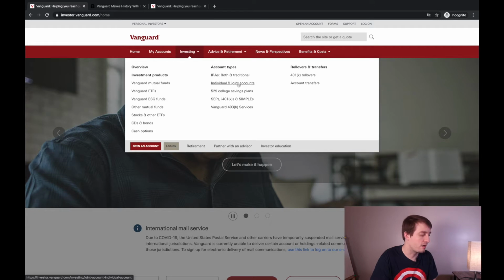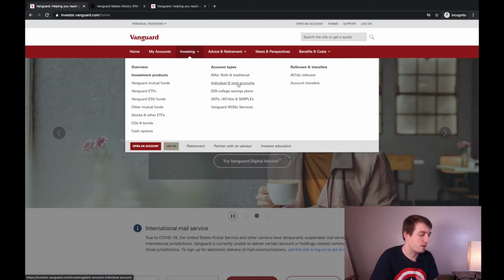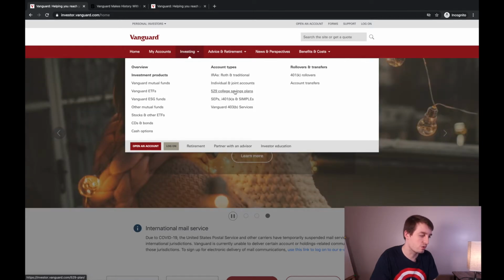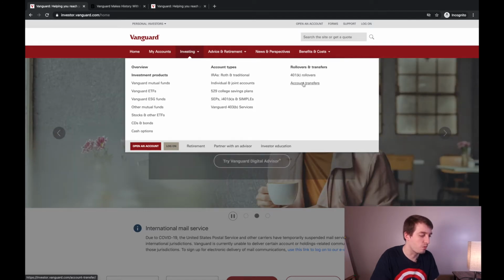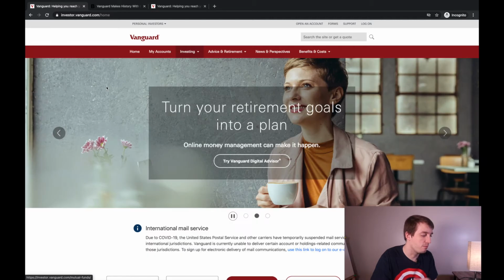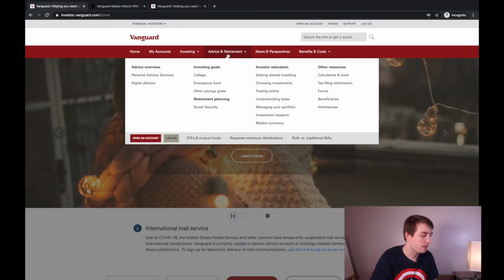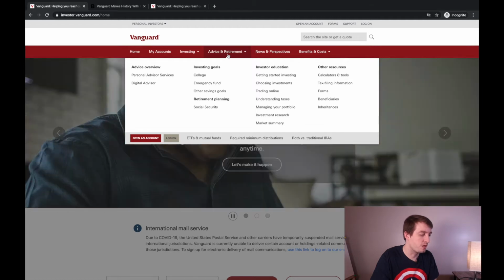Also here, they have different account types you can pick. You're going to pick whether you want an IRA, which is a retirement plan that's tax-advantaged, or just normal individual accounts. They also offer things such as a 529 college plan. And if you're looking to move over from a different brokerage firm or from a previous job's 401k, you can roll it over or transfer money right here. They also have a lot of different things you can read on, such as goals if you're going to set things up, and also education.